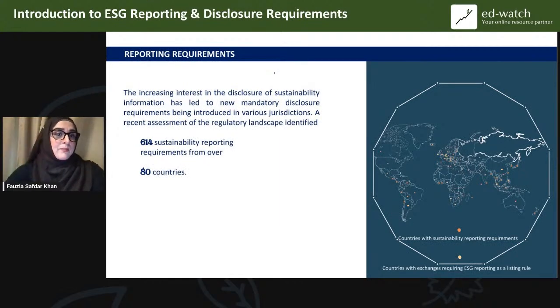If we see, after a survey, there are 614 sustainability reporting requirements from over 80 countries. Is it possible that we as consultants or accountants or CFOs or CEOs look at all these 614 sustainability reporting frameworks? The answer is no, we cannot, because it's a huge amount of work. And precisely speaking, not every framework is applicable to my organization. If I am the CFO of one organization, not every framework is relevant to me. So we will look at how we can select one or two frameworks which are applicable to us during this webinar. Next slide, please.